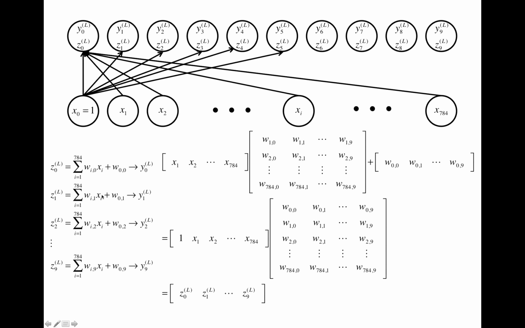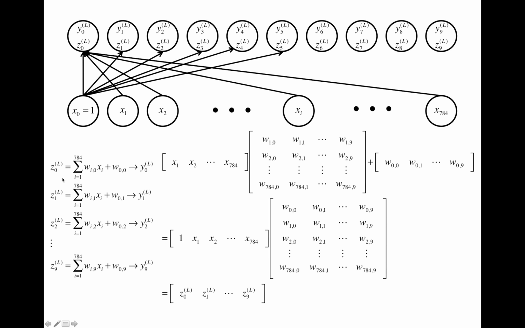The one thing that we have to pay attention to is that all the xi are actually identical between these two equations. It's the same input image, and the same bias node x0. So xi is identical. The only difference is wi0 and wi1. They are different sets of weights.